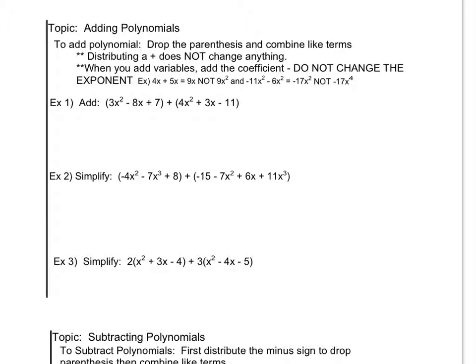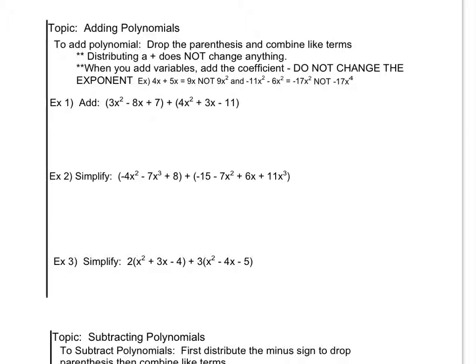Other things to remember, I always see struggles with this: when you add variables, all you do is add the coefficients. X plus x is 2x's. If you have 4 x's sitting on your table and I give you 5 more x's, now you have 9 x's sitting on your table. So notice I'm not changing my exponent in any way.